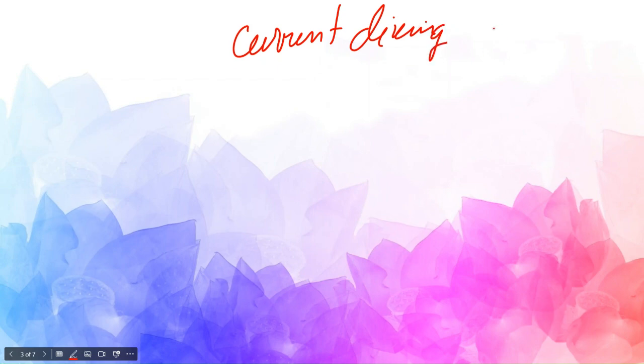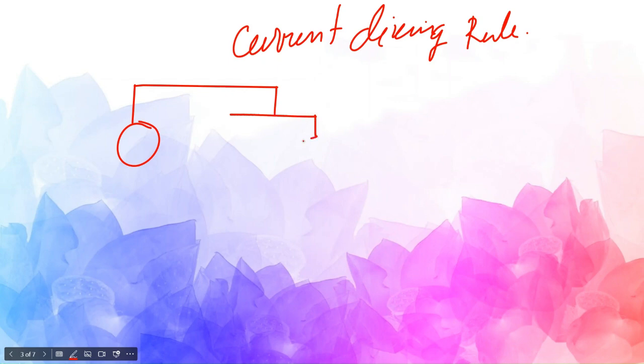Now, one more thing is current dividing rule. So this is called current dividing rule. In this case, let us consider a parallel circuit where resistances are in parallel.